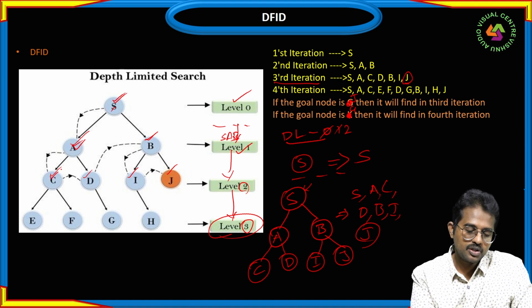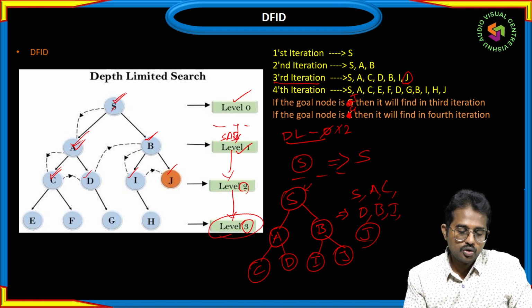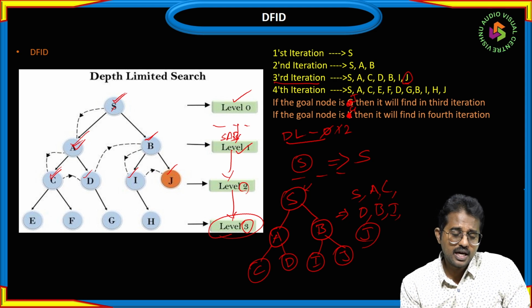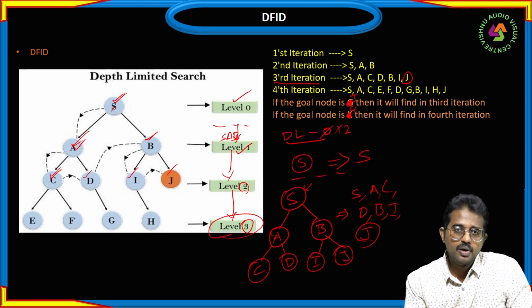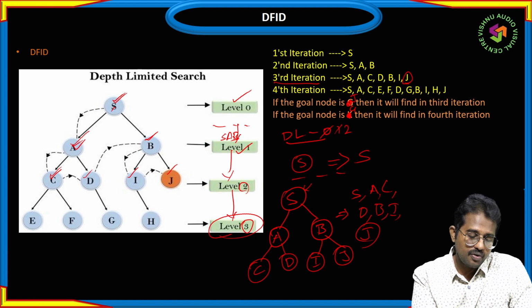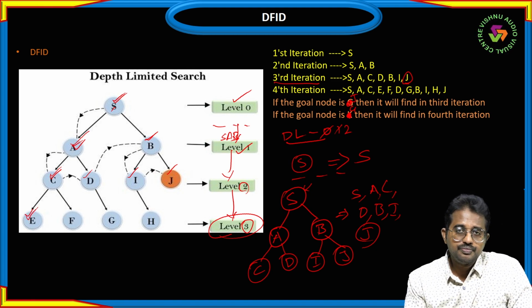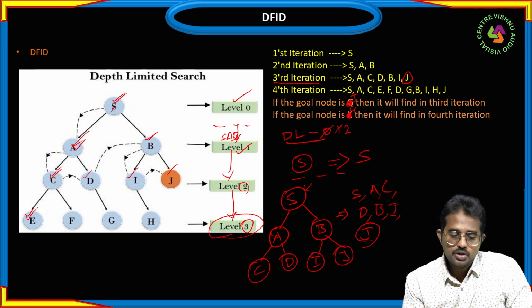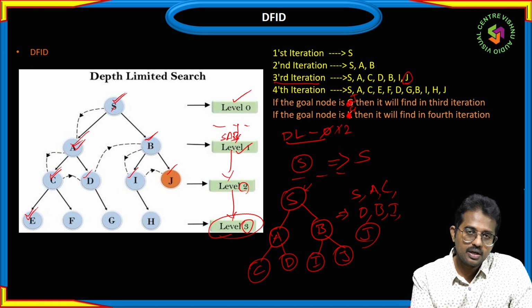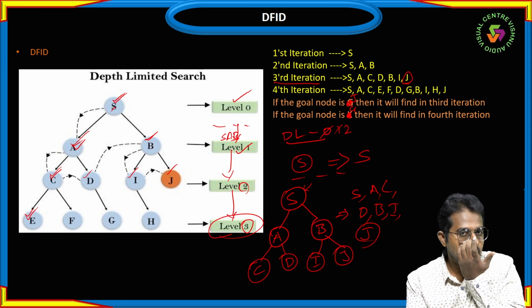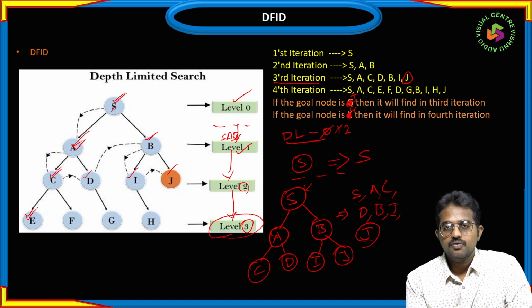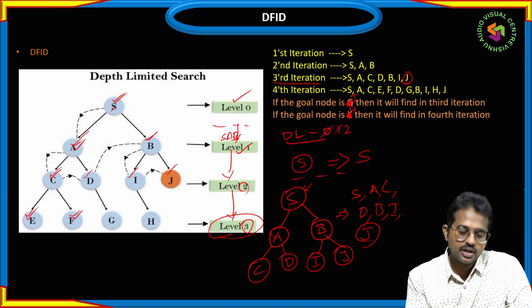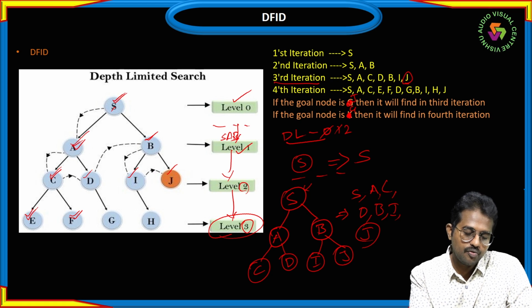Among C and D, first I am going to check C. C is not a goal node. So the children of C, E and F, are added to open. Among E and F, first I will go for E. E is checked first. E is not a goal node. So I will check the next node that is present in the open, that is F. After checking F, I will be going from F to D.